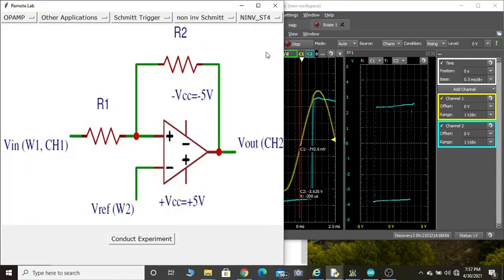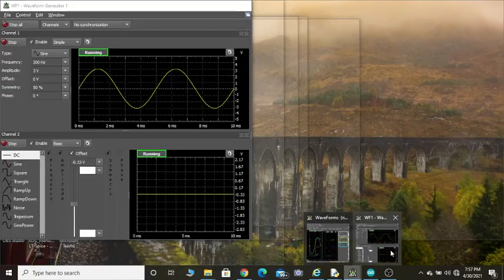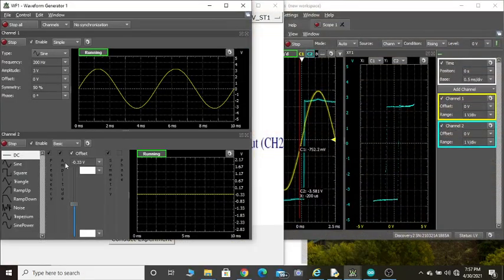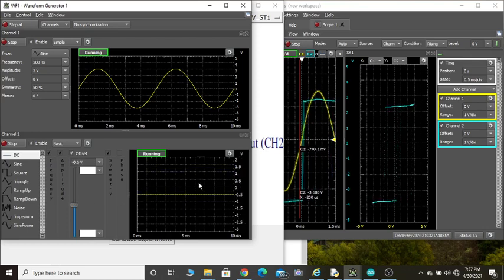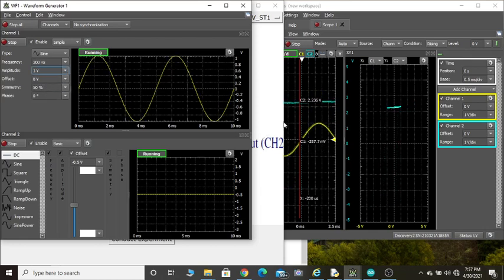Of course, what you can do is select a particular combination, conduct the experiment, and make sure that you are applying a suitable amplitude and reference voltage. So keep the frequency a bit low, change the reference voltage, and then you can see the hysteresis keeps on changing. So this is the non-inverting Schmitt trigger. Of course, if the amplitude is very less, you will not get the transition.